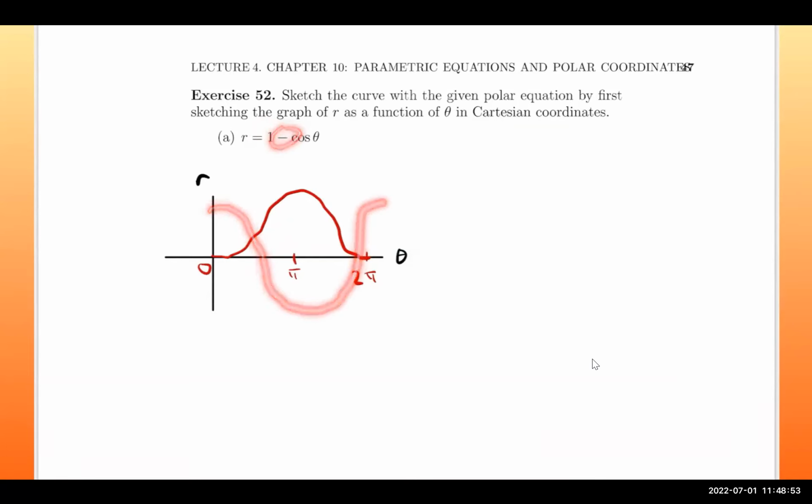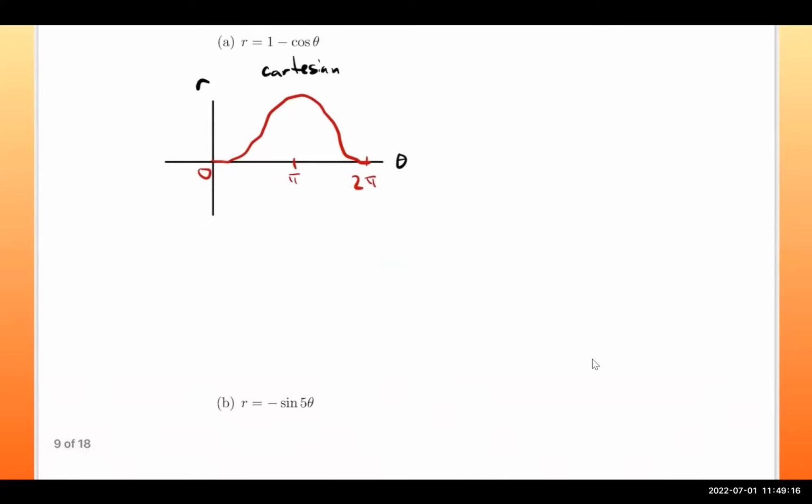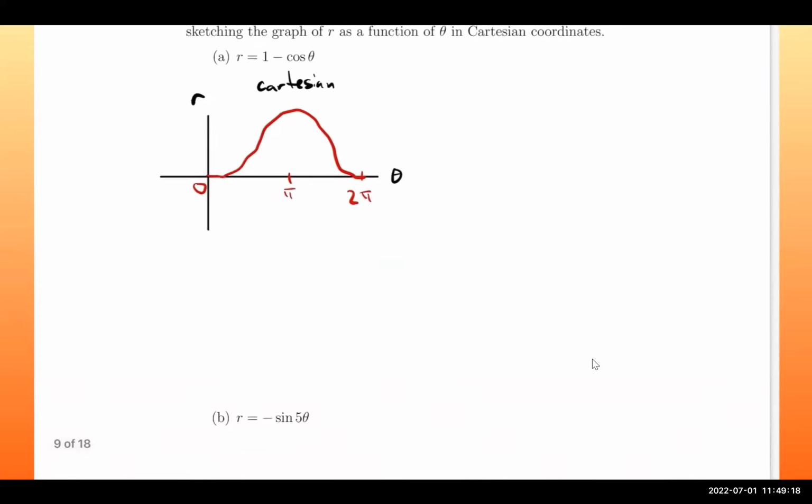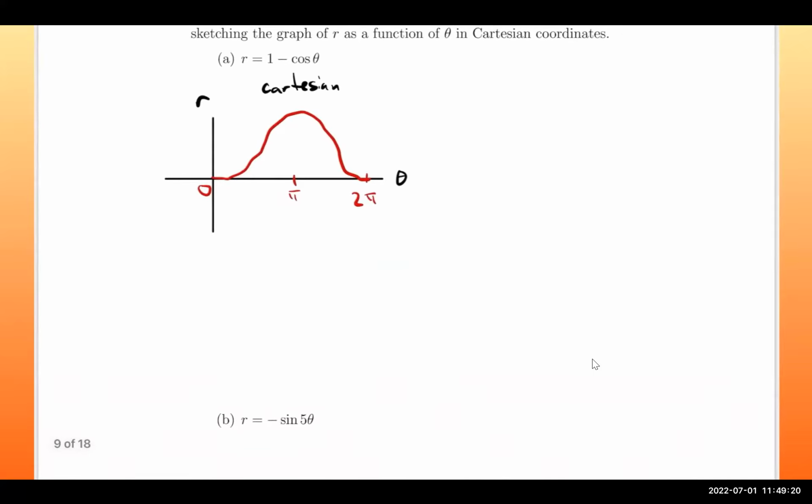So I just did transformations. The original graph of cosine looks like this. But because it's negative, that means it's reflected over the x-axis, so it looks like that. And then this is shifted up 1 unit, so everything went up 1 unit. All right, so that's what it would look like. That's the Cartesian graph. And now we're going to do the polar.